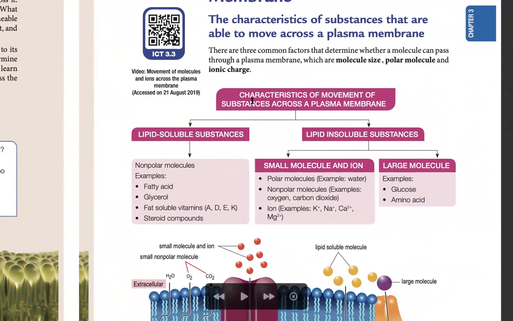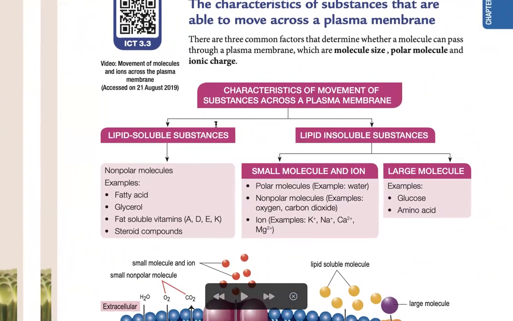Okay, so characteristic of movement of substance across the plasma membrane. The substance can be divided into two: either they are lipid soluble substance or lipid insoluble substance. This one is lipid soluble substance, this one is lipid insoluble substance. Other than lipid insoluble substance, you can replace it with the term water soluble substance.